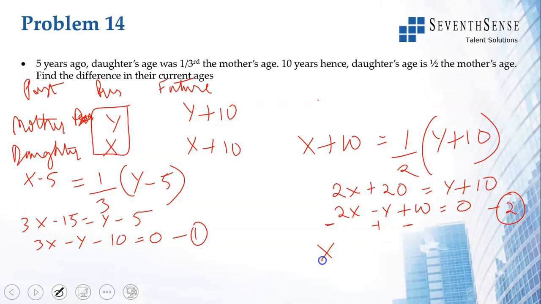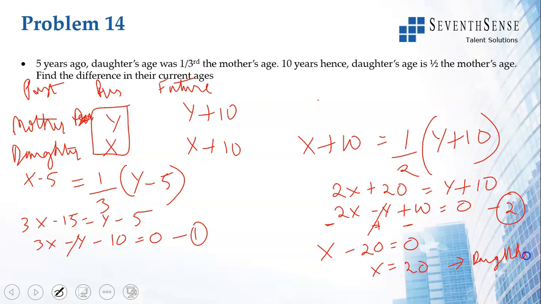3x minus 2x becomes x. Minus y plus y gets cancelled. And minus 10 and minus 10. x minus 20 is equal to 0. x is equal to 20. Okay, that is the daughter's age. So you got x equals 20, which is the daughter's current age.